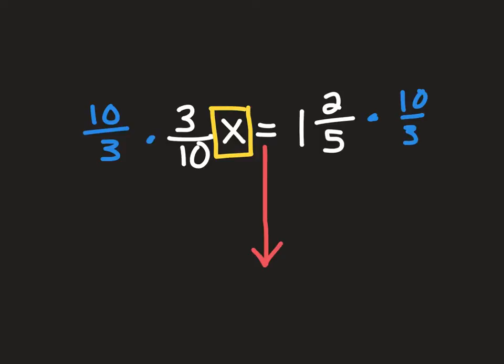Now we know when we multiply by a reciprocal, so this part of my expression right here, that is going to give us 1. So on the left side, we would have 1x, which we can just write as x. And on the right side, we have 1 2/5 times 10/3.